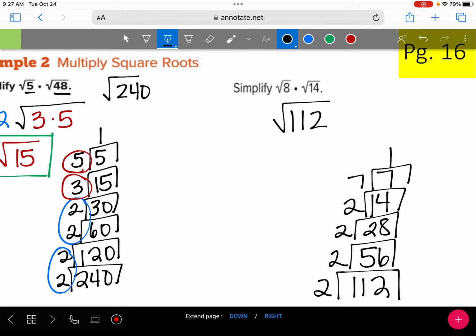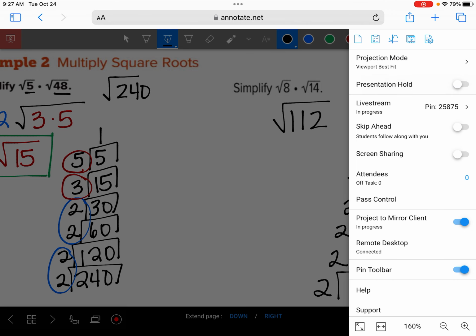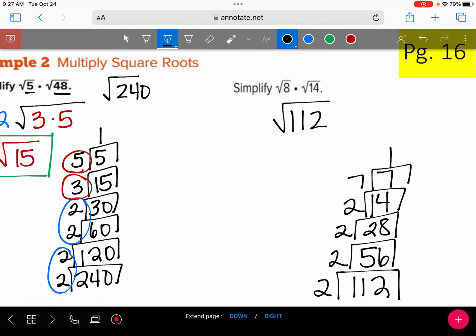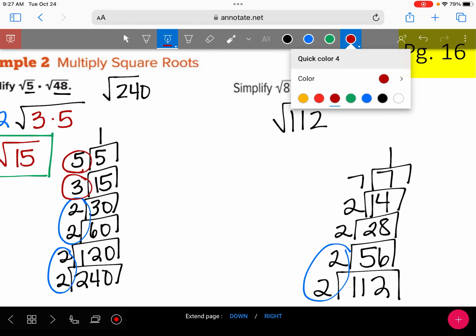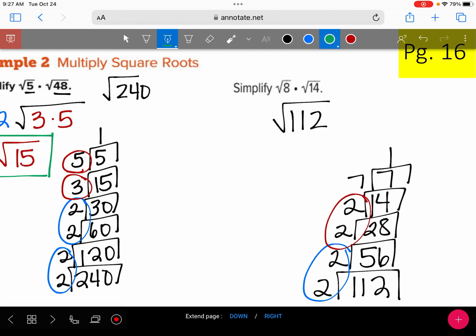Okay, who had 5 layers on their cake? 5 layers? All right. So this was my cake. So I had 2 pairs of 2s. So that means we can take out 2 pairs of 2s that can come out. But the 7 did not have a friend, so it has to stay.